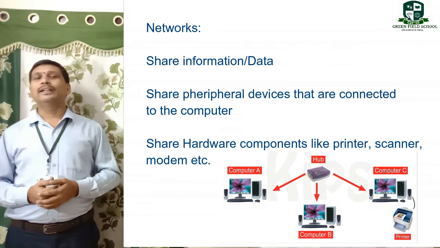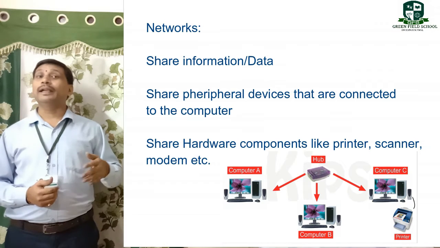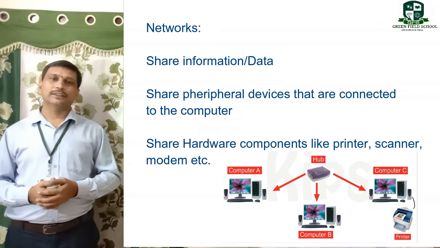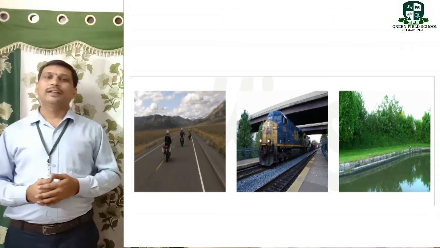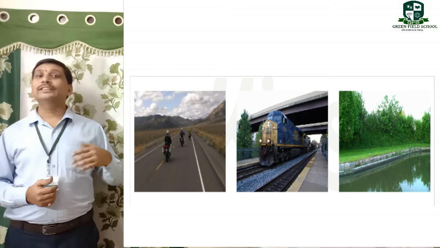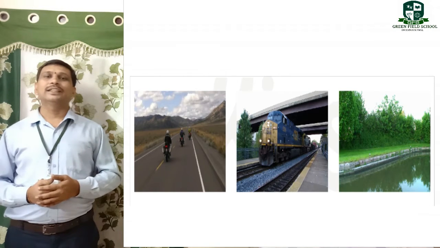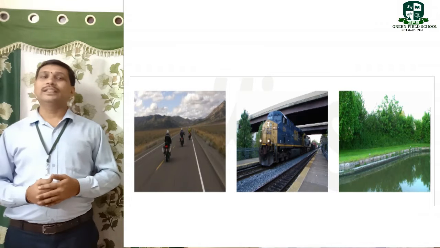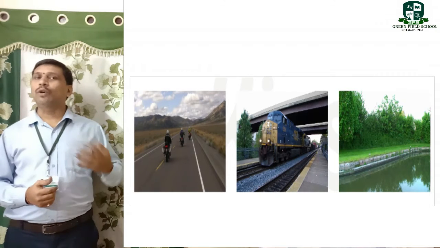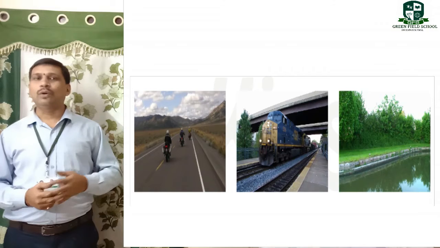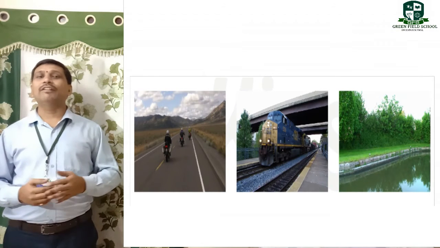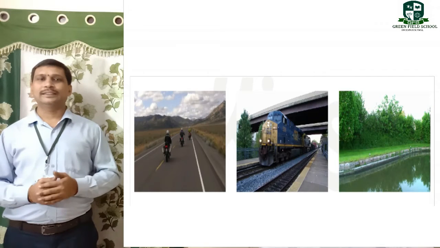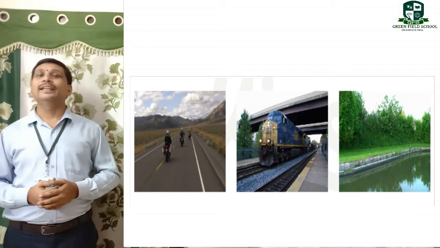In our day-to-day life, we come across different types of networks. They are networks of railway lines, networks of canals, networks of shopping malls, networks of roads. These are all in our day-to-day life. These are all connected with one another. That's why these are all called networks.